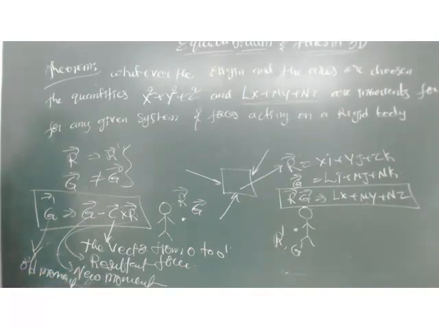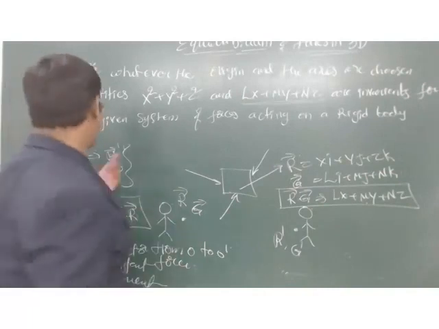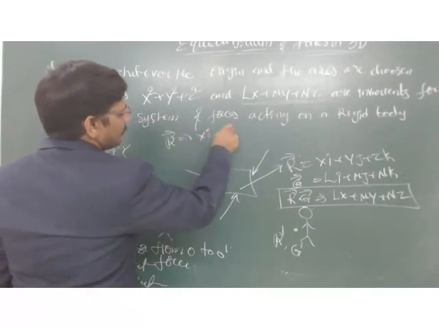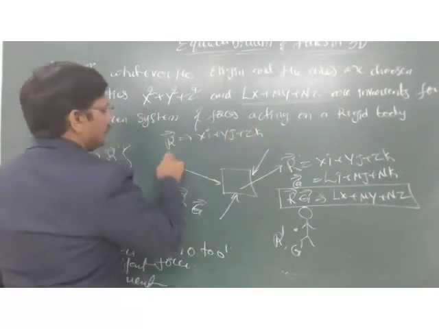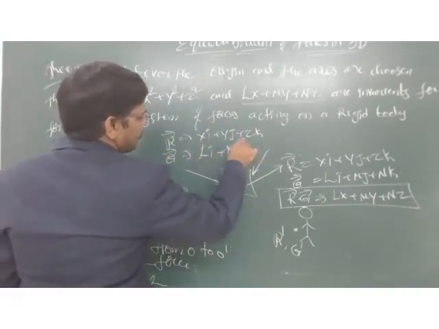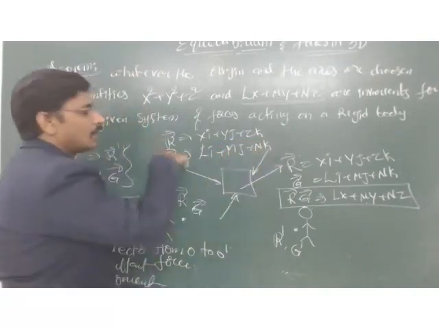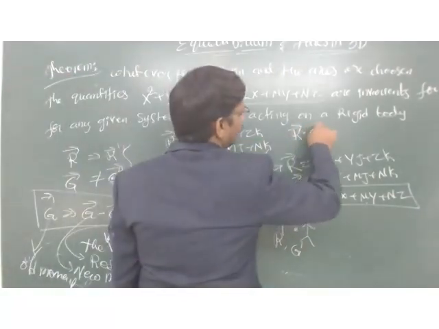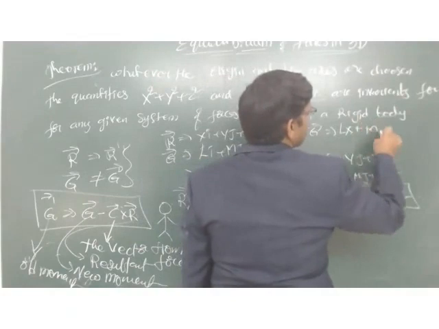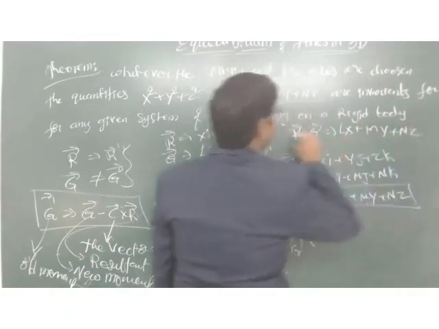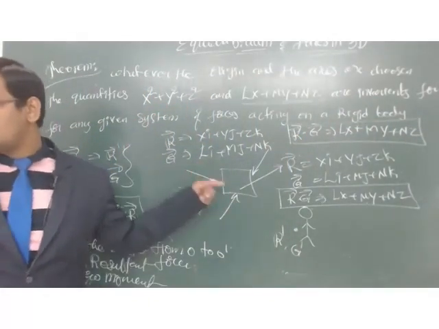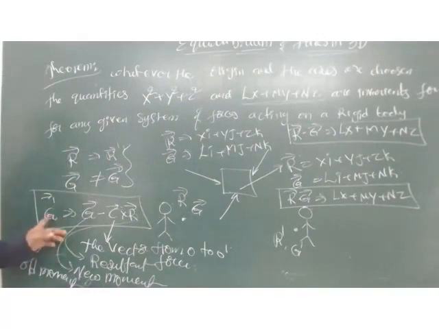Got it? So with this relation, if you try to find out the relation, R is equal to Xi plus Yj plus Zk, and G is equal to Li plus Mj plus Nk. Now the dot product of these two is nothing but R dot G is equal to Lx plus My plus Nz. And then we'll try to prove if the other one is also equal. So you note down this, I am going to erase it, and then I will try to prove this relation with this dot product.